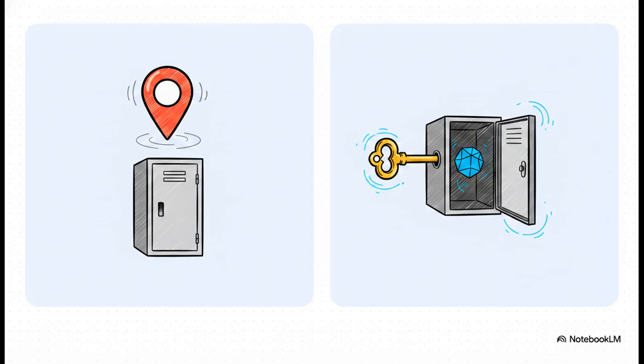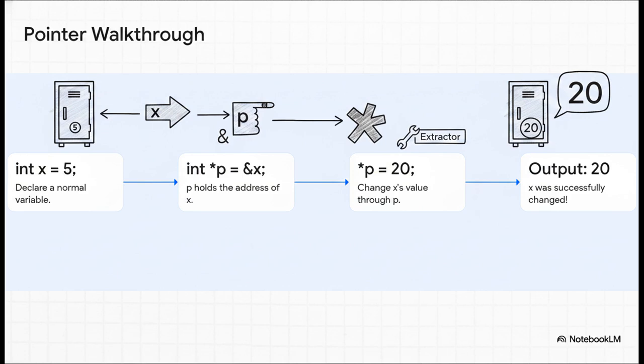And then we have the asterisk, which I call the extractor. Officially, it's the dereference operator. When you use the asterisk on a pointer, it actually travels to that specific address, throws open the locker door, and lets you read or completely change the value inside. Just remember, context is everything here. An asterisk is used to declare a pointer variable initially, but using it later on an already declared pointer is what actually opens the locker. Let's actually see this play out in a quick action sequence.